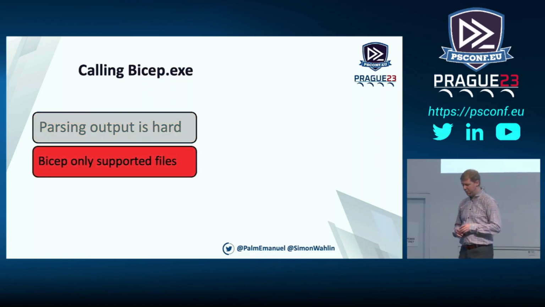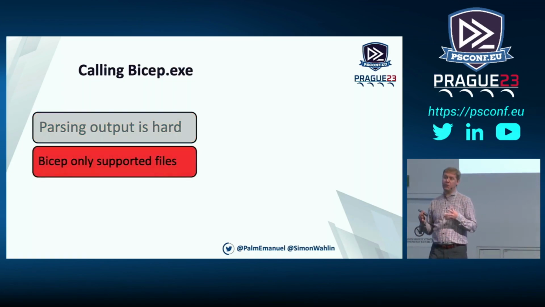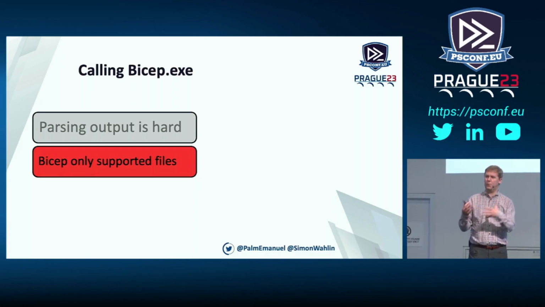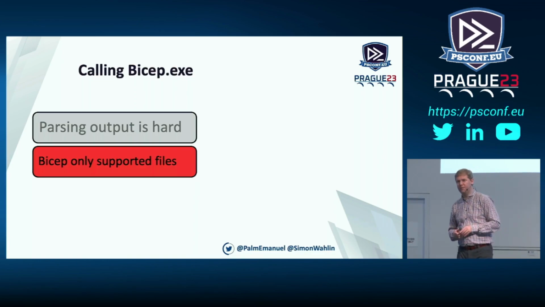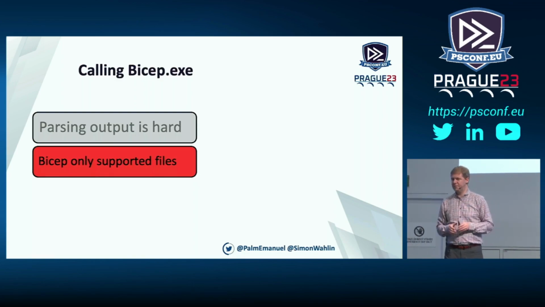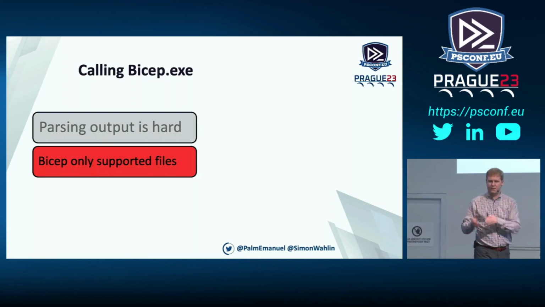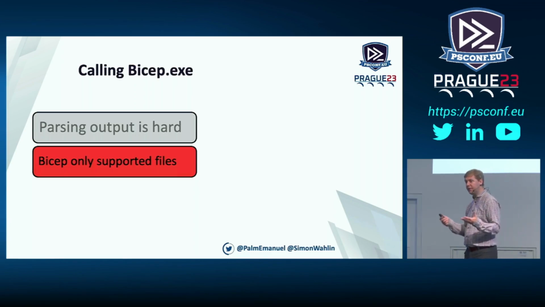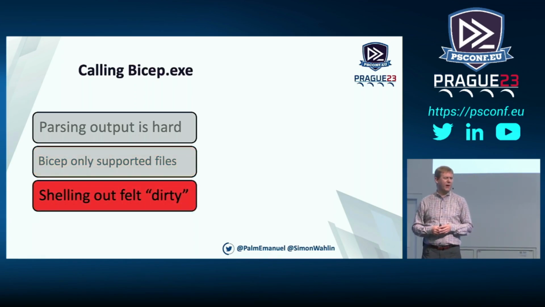We also had a problem that the Bicep CLI only supported files. Today, there is a --stdout parameter, so you can get the output as a string in standard output. But at the time, we had to point the CLI to a file. The file would generate another file. So we pointed to a Bicep file. The Bicep CLI would generate a JSON file, and we had to get the content of that JSON file to get the result. So we wanted to just get the output as a string, and also the whole shelling out experience felt a little bit dirty.